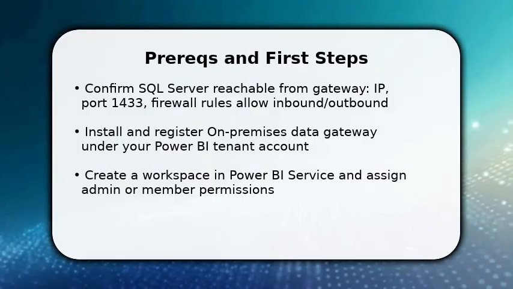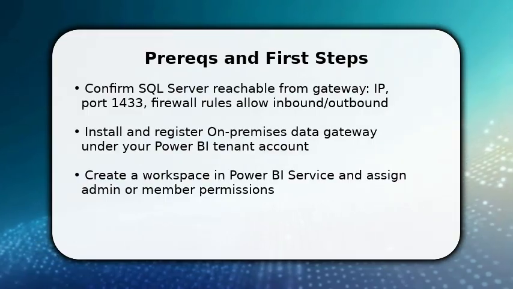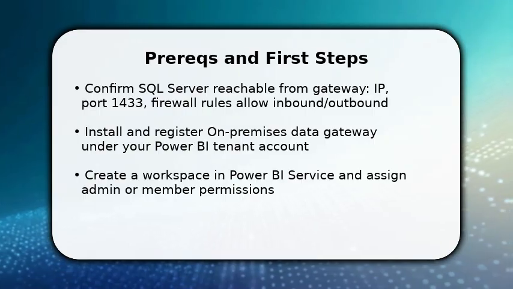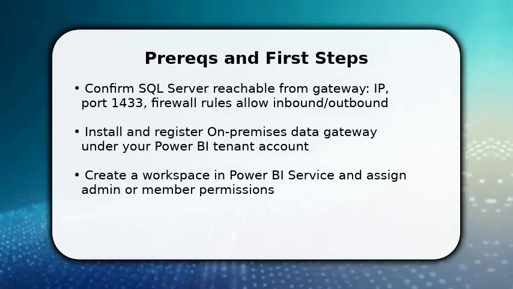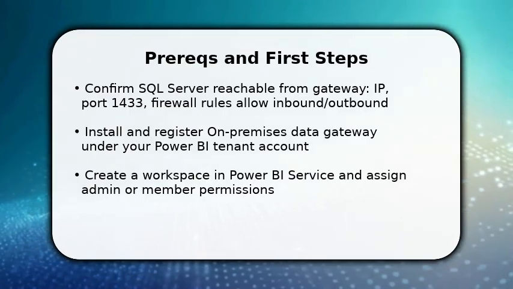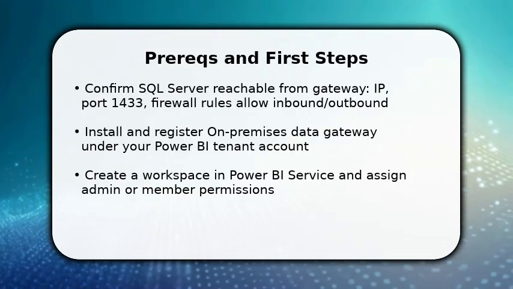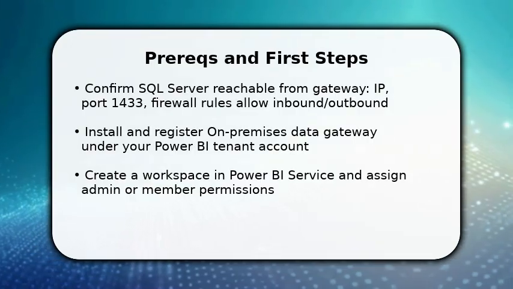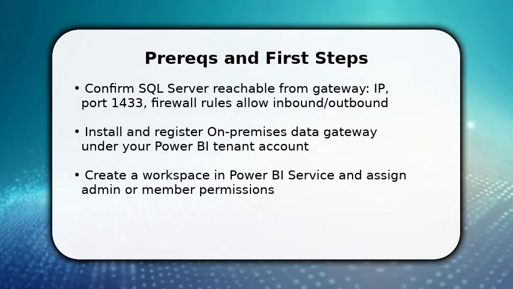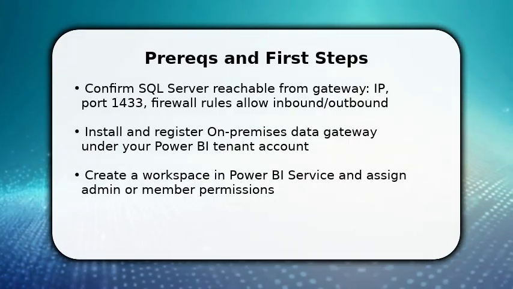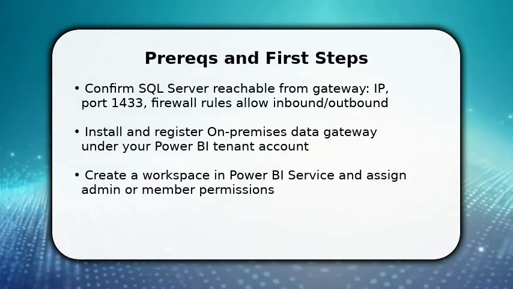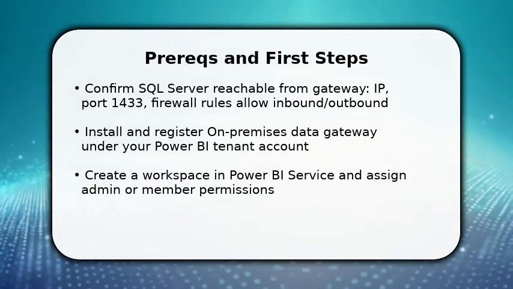You begin by verifying essentials. Ensure SQL Server is network reachable and that port 1433 or your custom port is open. Next, install the on-premises data gateway and sign in with the same Power BI account you'll use for the workspace. Once done, register the gateway to the service and create a workspace in Power BI service. Make sure you have admin or member rights. These first steps tie your on-premises data to the cloud and prepare the service side for connections.